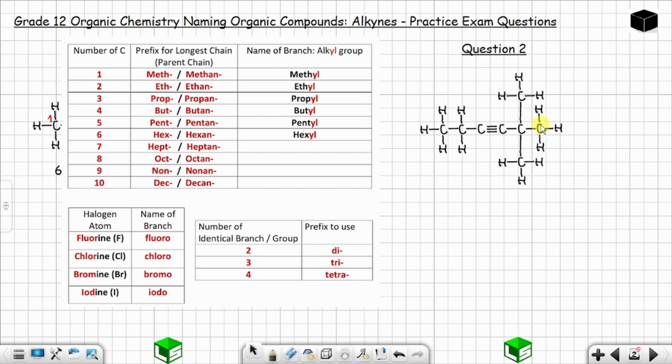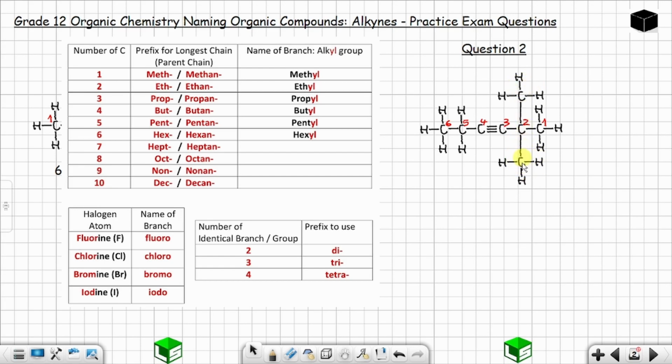So you are going to give this carbon number 1 and this 2, 3, 4, 5, 6. So now let's name this organic compound. We have to start first by writing down the name of the branches. Remember, you have two branches, this one and this one, a methyl group, and this is also a methyl group.